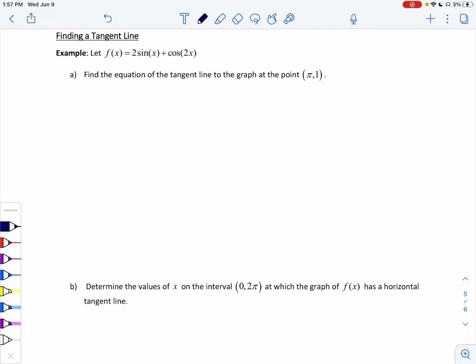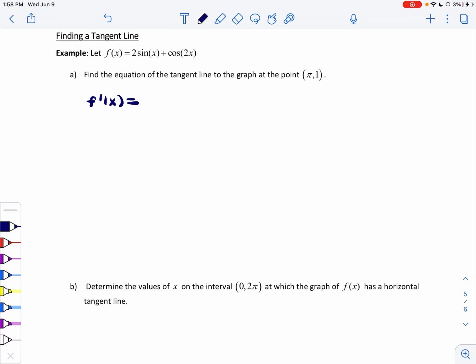All right, so we're given this function, f of x is equal to 2 sine of x plus the cosine of 2x. And the first thing it asks us to do is to find the equation of the tangent line to the graph at the point pi, 1. So tangent lines are something that we looked at towards the beginning of this unit. And remember, to find the equation of the tangent line, we start by finding the slope of the tangent line, which comes from the derivative function.